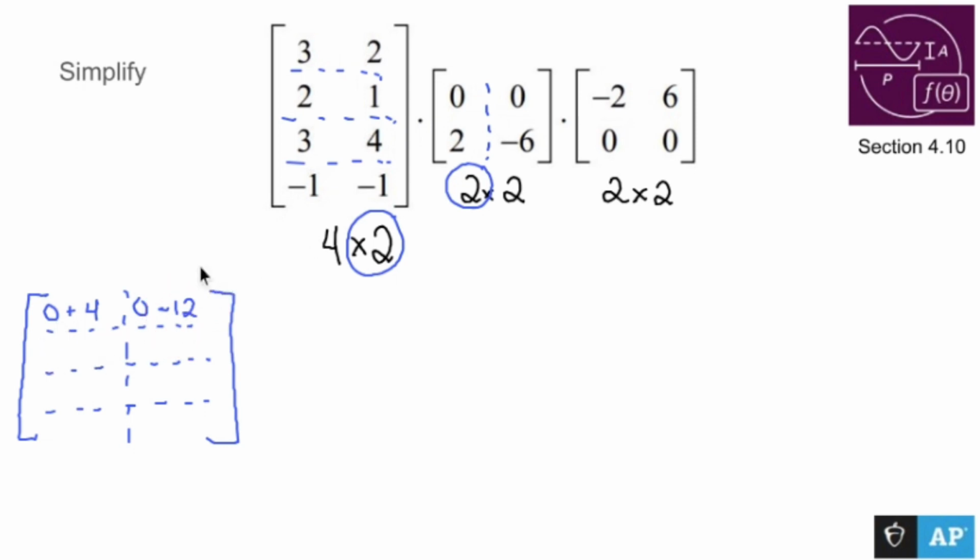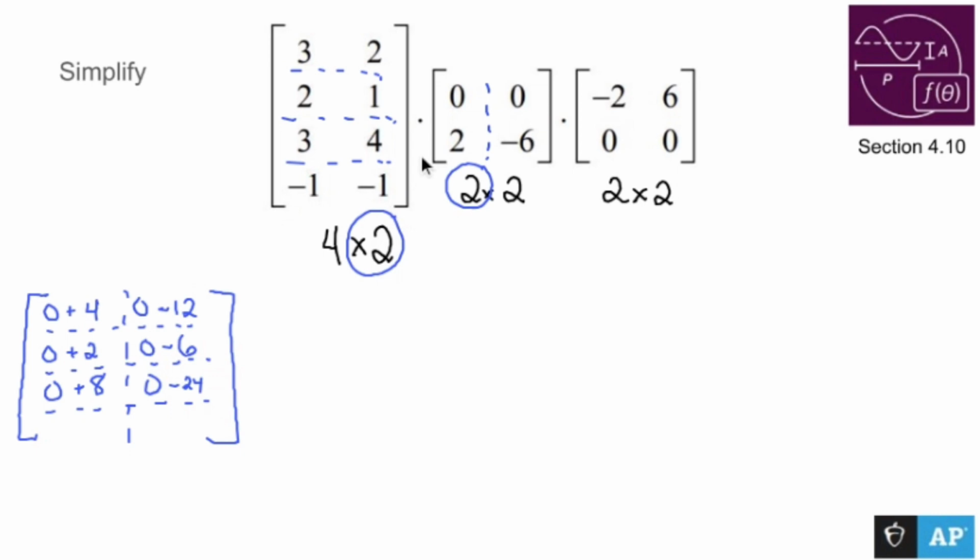Okay, second row, first column, 2 times 0 is 0, 1 times 2 is 2. Second row, second column, 2 times 0 is 0, 1 times -6 is -6. Third row, first column, 3 times 0 is 0, 4 times 2 is 8. Third row, second column, 3 times 0 is 0, 4 times -6 is -24.